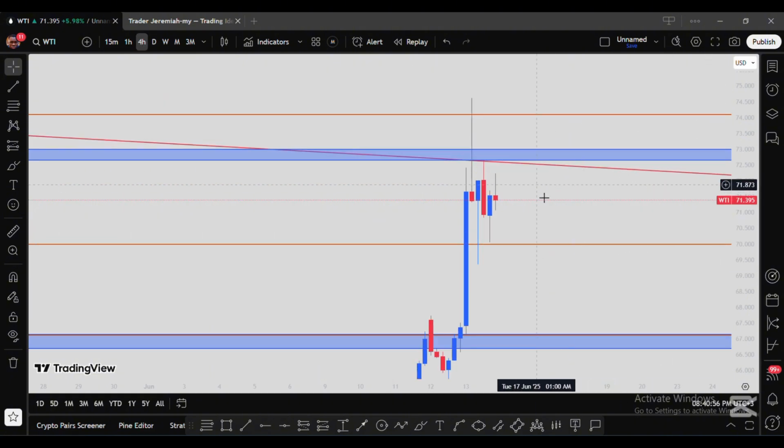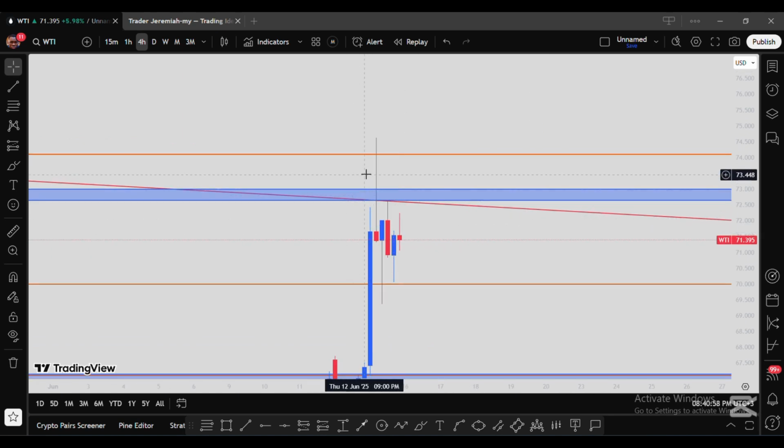So I'll be waiting for price to get into this level. Price was still getting rejected from it, but just with the candlestick wicks. So I'll be expecting price to attack this level again, for price to continue heading back to the upside to come into this level.